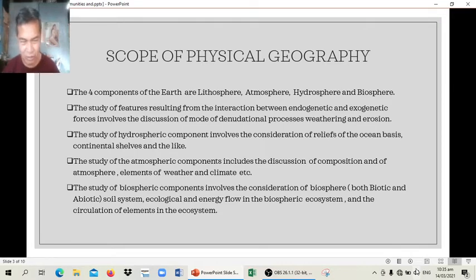The next, of course, is the study of atmospheric components, which includes the discussion of the composition of the atmosphere, elements of weather and climate, and many others. And the last is the study of biospheric components, which involves the consideration of the biosphere, both biotic and abiotic, the soil system, ecological and energy flow in the biospheric ecosystem, and the circulation of elements in the ecosystem. Yun po ang mga pag-aaralan natin sa scope ng physical geography.